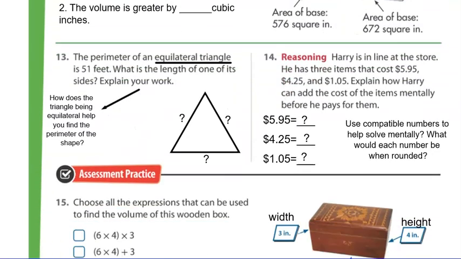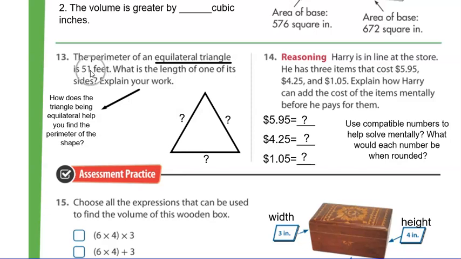On number 13, the perimeter of an equilateral triangle is 51 feet. What is the length of one of its sides? Explain your work. So, equilateral triangle. I want you to think when you're explaining your work, how does the triangle being equilateral help you find the perimeter of the shape? We know that an equilateral triangle has equal sides. So equilateral means equal. So each of these sides is the exact same amount.